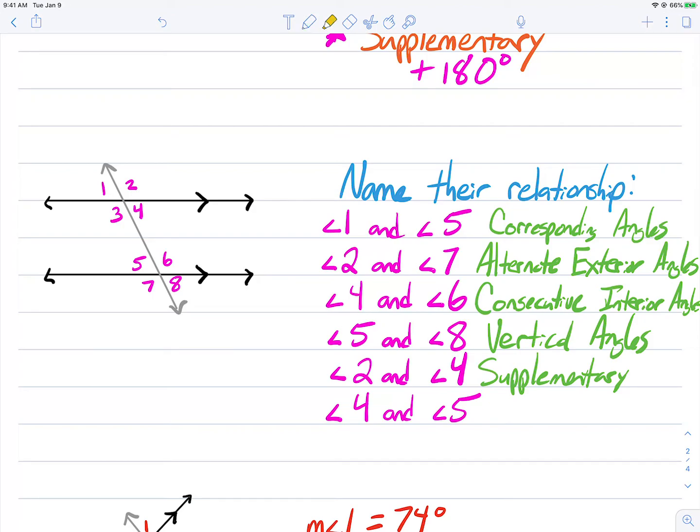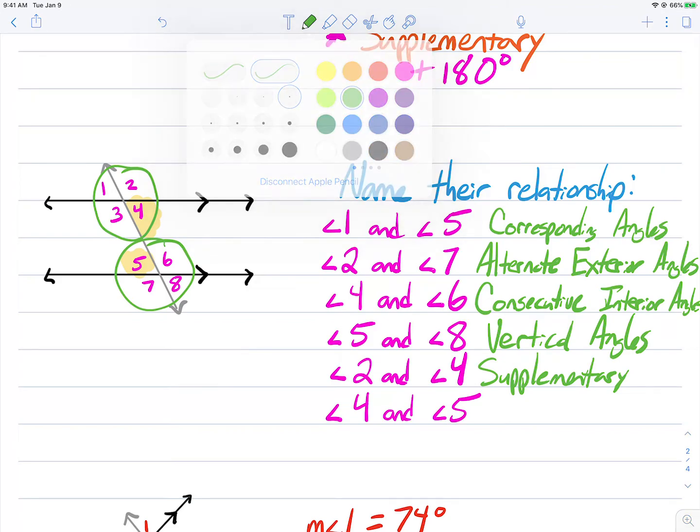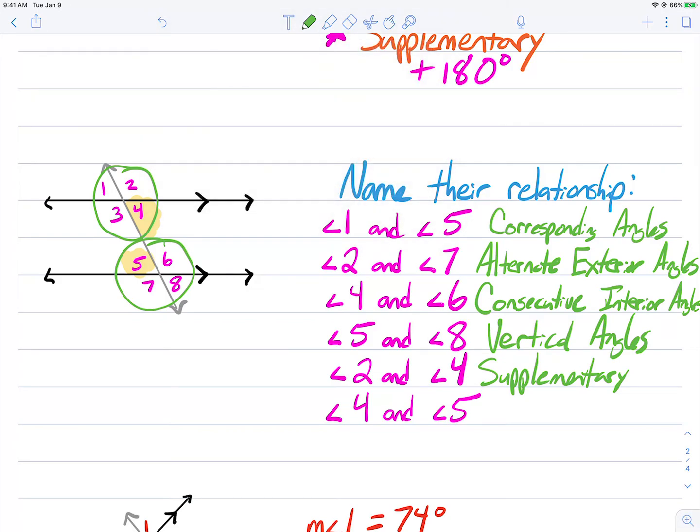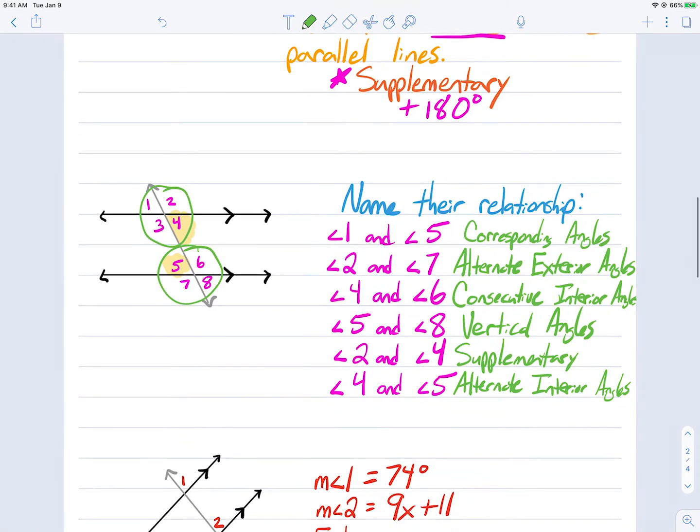Angles 4 and 5. Now these two are in opposite clusters, so this is going to be some sort of a word. They are both on the inside of the parallel lines, and they are on opposite sides of the transversal. So they are going to be alternate, because they're on opposite sides of the transversal, and interior, because they are both on the inside of the parallel lines.